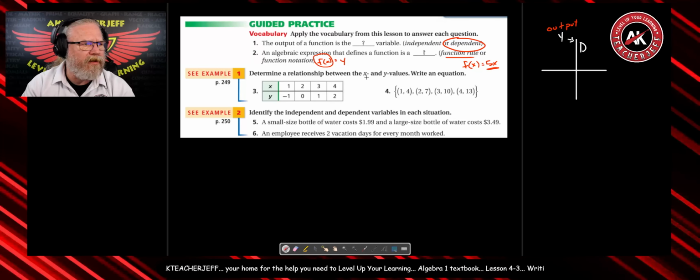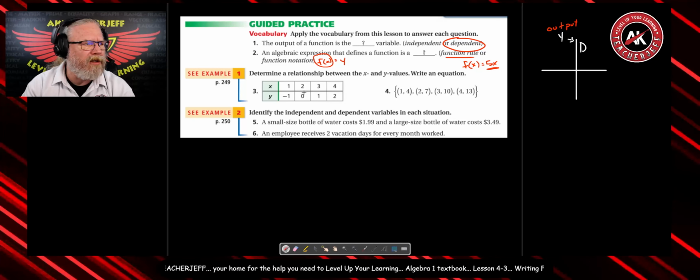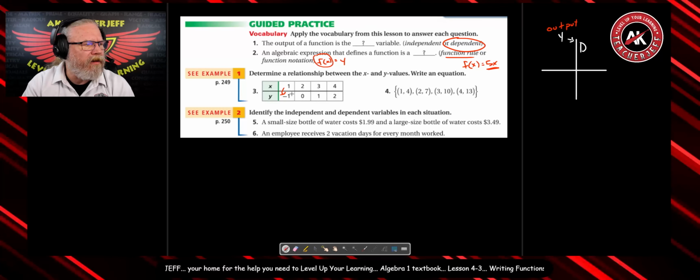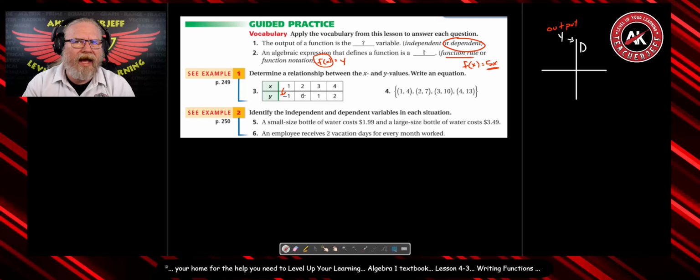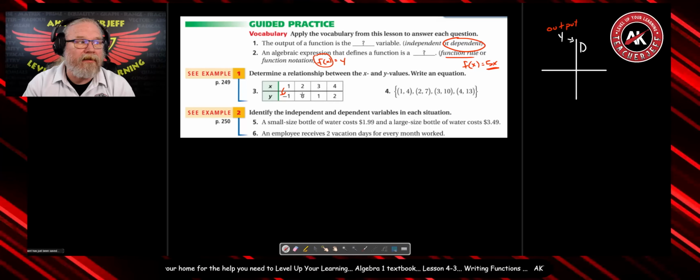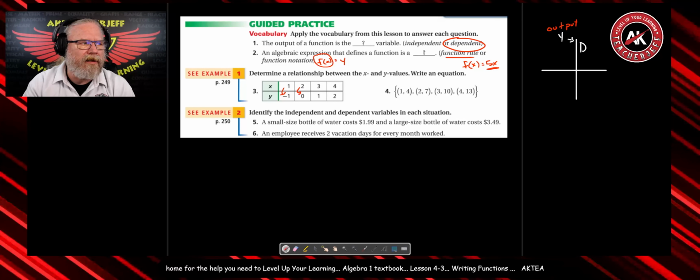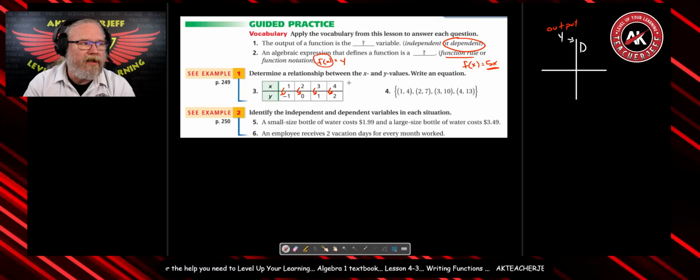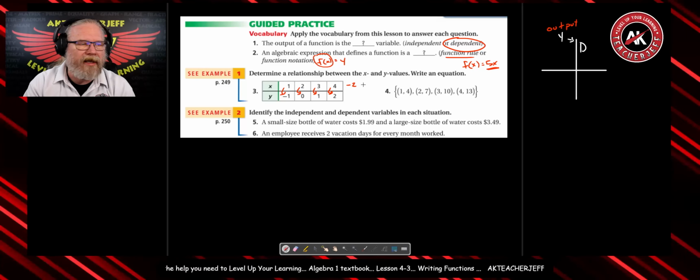Determine a relationship between the x and y values, write an equation. Well, to get from 1 to negative 1, right? To get from here to there, what could we do? We could add, or we could subtract 2. So 2 minus 2 is 0, 3 minus 2 is 1, 4 minus 2. So it seems to be that we're subtracting 2 each time.